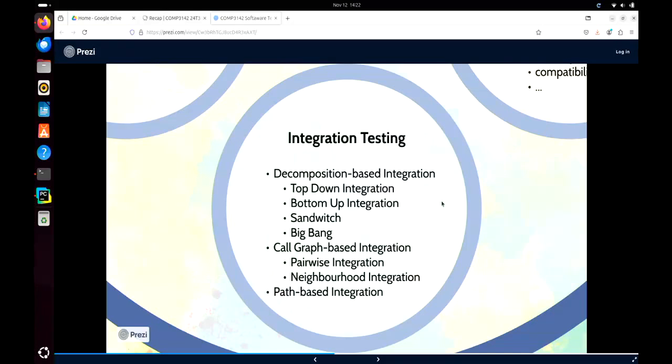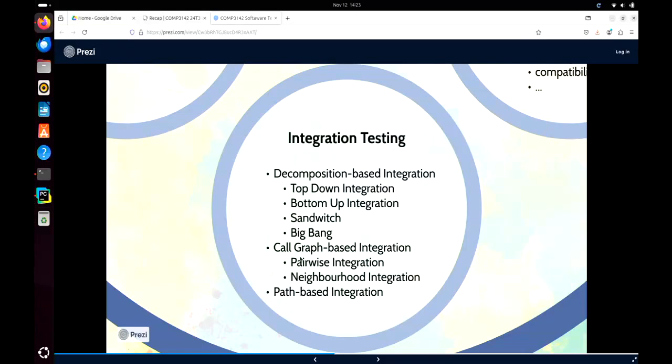We could do decomposition-based integration. For decomposition-based integration, we can do top-down integration, we can do bottom-up. And if we combine top-down and bottom-up, we can do sandwich integration. There's also an integration strategy called big bang integration, which is very close to system testing, but there are some minor differences.